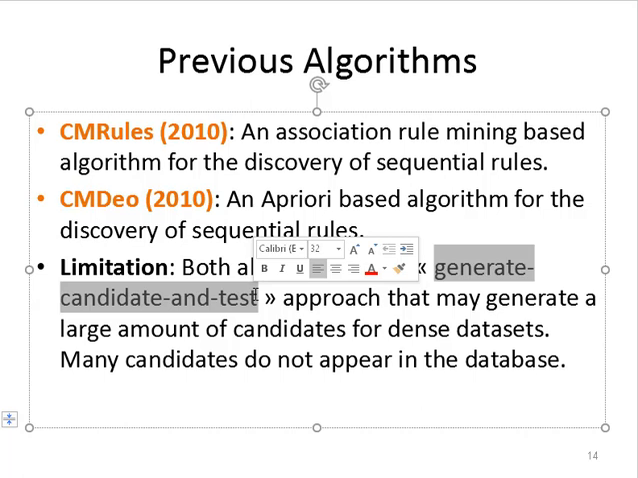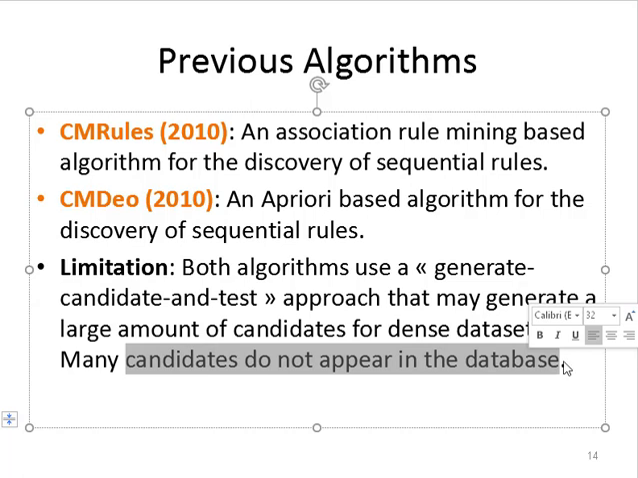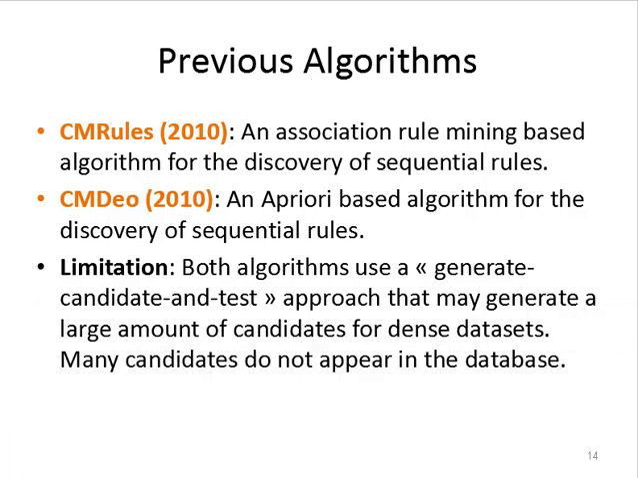But by doing this, they can generate some rules that do not exist in the database. They can spend a lot of time looking at candidate rules that do not appear in the database. So it's not a very good algorithm. It gives a good result, but in terms of time or memory, maybe it will spend more time than it should to find the result.